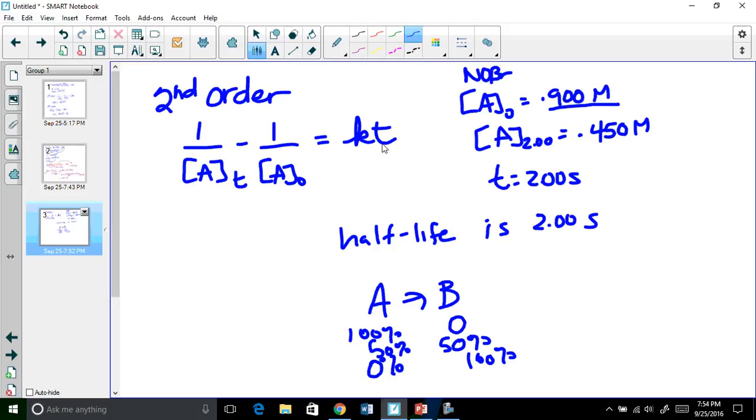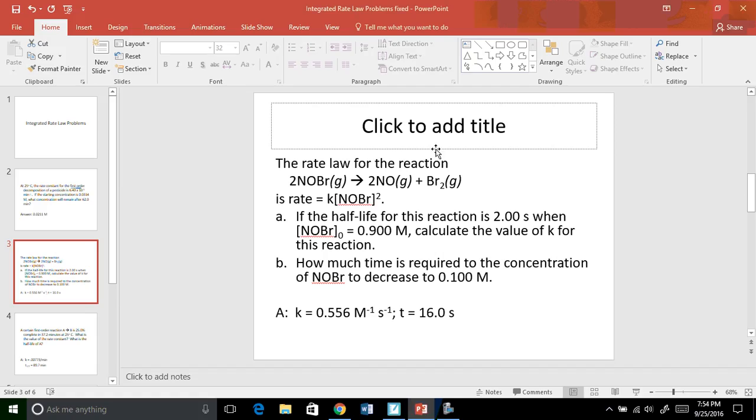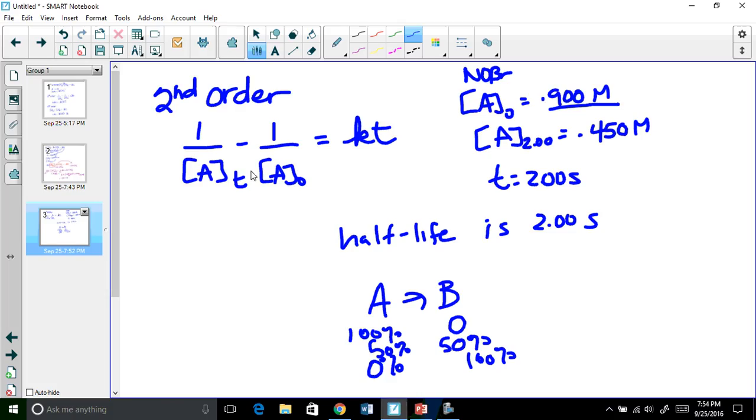Now, this is interesting. They want us to solve for K. If you go back and look at the problem, now this is part A. And this happens a lot with half-life problems. First, you have to calculate K. And so the algebra is actually pretty easy here. I'm going to grab this eraser because I don't want to redo all. Oh, sorry. That's supposed to be an eraser.